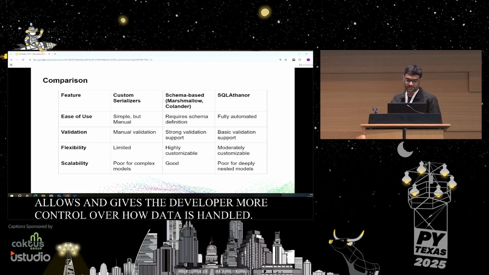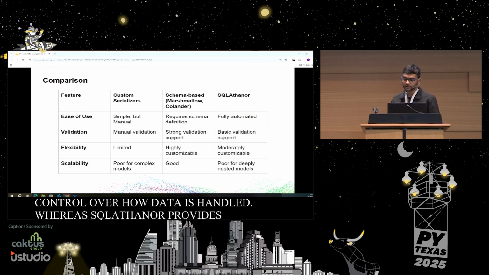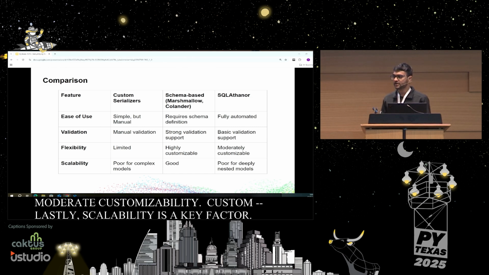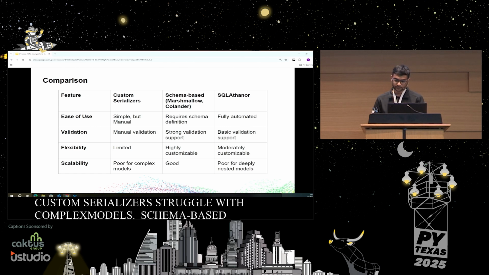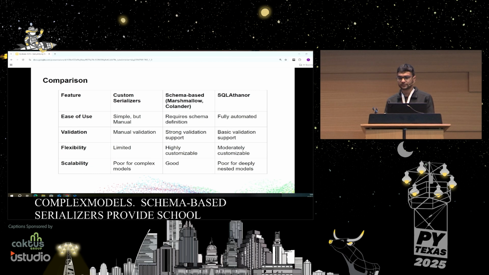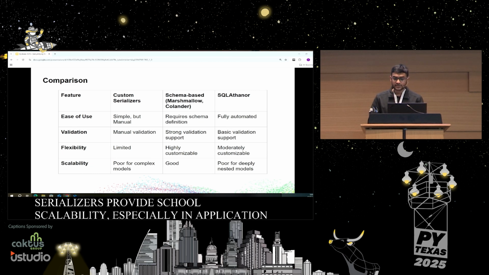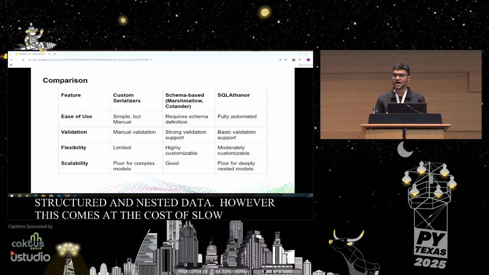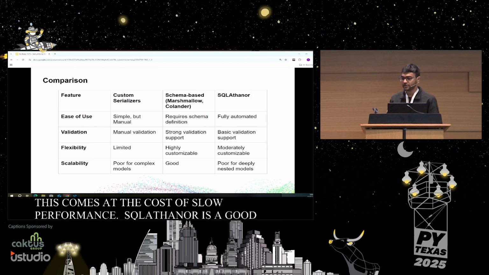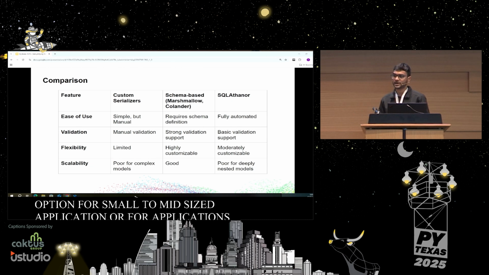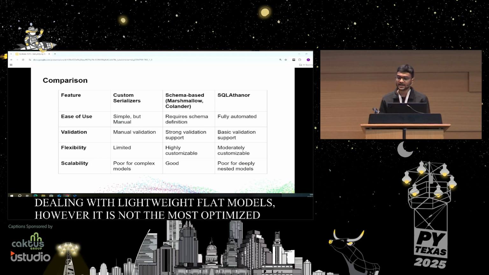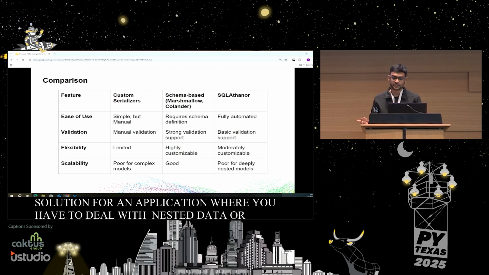Lastly, scalability is a key factor. Custom serializers struggle with complex models. Schema-based serializers provide good scalability, especially in larger scale applications where I'm dealing with a lot of deeply structured and nested data. However, this comes at the cost of slow performance. SQLAthanor is a good option for small to mid-sized applications or for applications dealing with lightweight flat models. However, it is not the most optimized solution for an application where you have to deal with nested data or deeply structured data, because that needs to be handled manually, unlike other serializers.